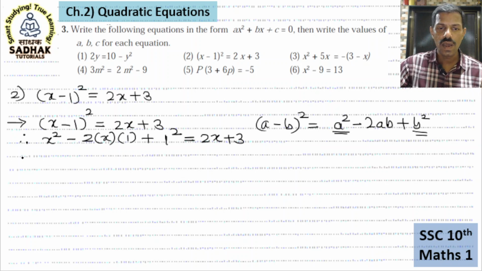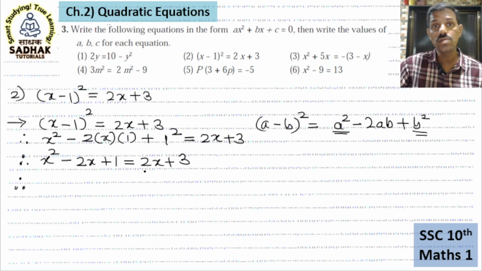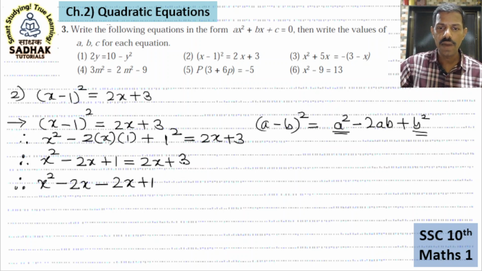Okay, chalo, now let us simplify this. So we get x square minus, now 2 multiplied by x multiplied by 1 will simply give us 2x. 1 square is 1 is equal to 2x plus 3. Okay, now we take the terms which are on the right hand side on the left hand side. So this plus 2x will become minus 2x on the left hand side, and plus 3 will also become minus 3. Okay, so x square minus 2x, and then I am taking this 2x which is on the right hand side on the left hand side, so it will become minus 2x, then plus 1, and then this minus 3 I am taking on the left hand side. So it becomes minus 3 is equal to 0.